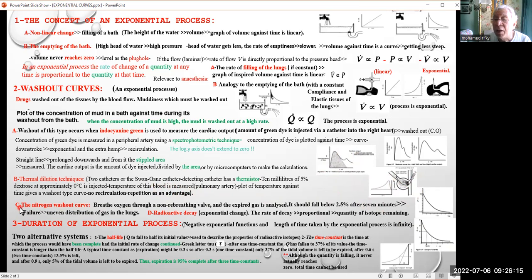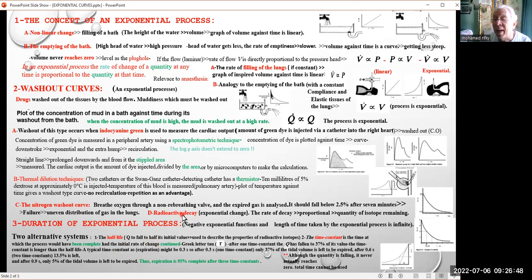The third is the nitrogen washout technique. Of course, nitrogen is present in our body. Whenever I want to expire this nitrogen, I expire it by time, reaching from 1% to finally 2.5%. This is the final concentration that I can gain during expiration within 7 minutes. So whenever this figure is fulfilled, I can say that there is equal distribution of ventilation in the lung.